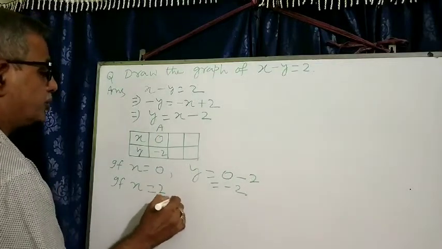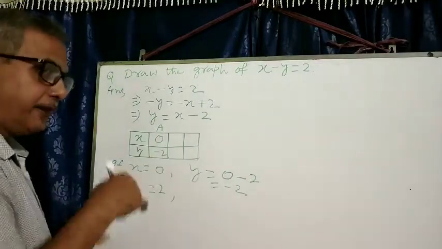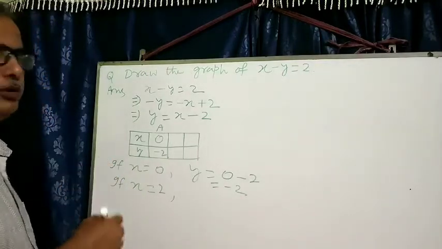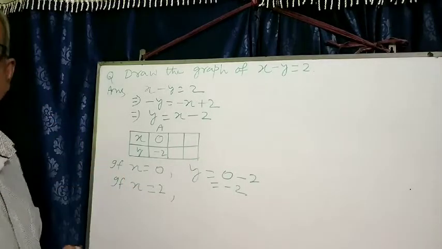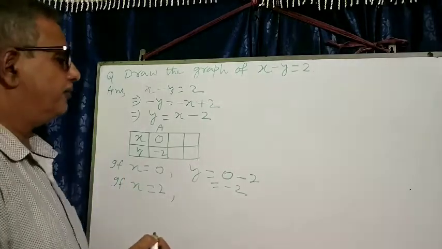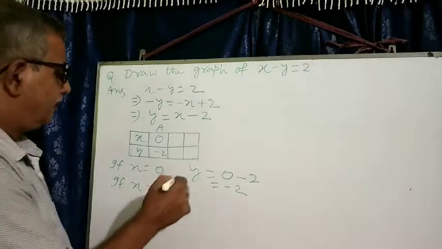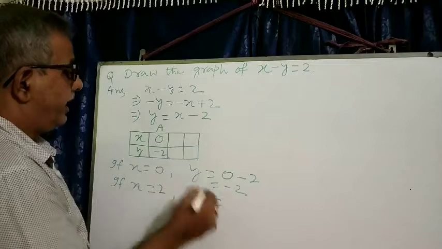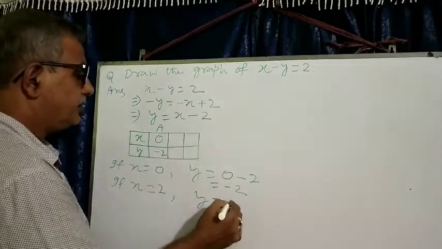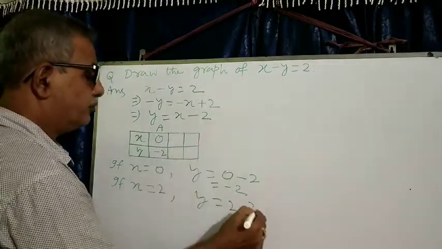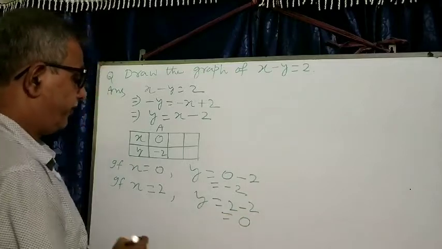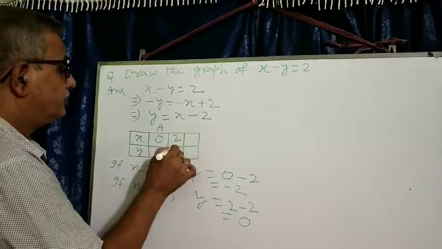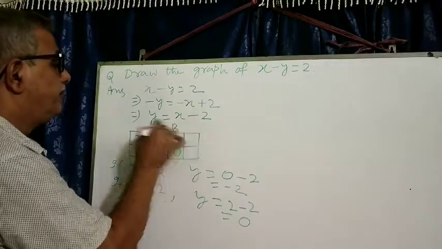So x is equal to 2. I have taken 2, but it is not a must that you also take 2. You may take 3, you may take 4, you may take 5, etc. So y is equal to, instead of x I have written 2. 2 minus 2, I am getting 0. So x is 2, y is 0. This is B.